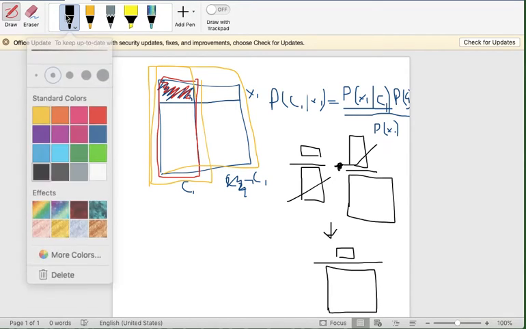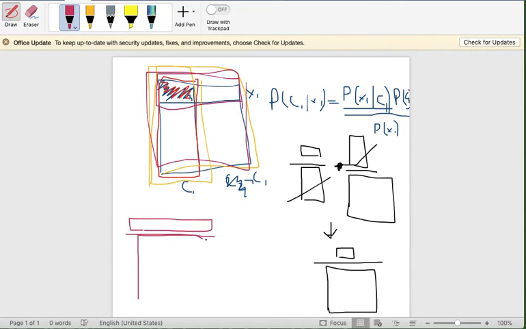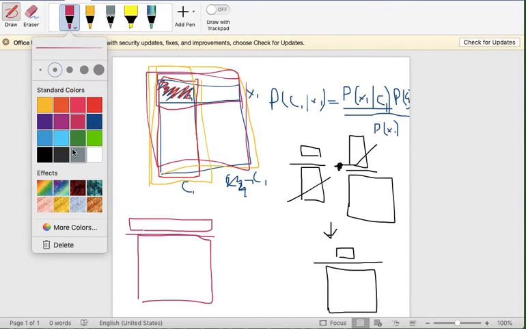I'll do the denominator in, what color do I have left? Let's do purple. The denominator is the probability of x1, and that means the probability of this horizontal rectangle here, which represents x1, out of the entire thing. So that is the long x1 divided by the entire thing. Now let's put the numerator and denominator together. Of course, it's division, so that involves dividing it.